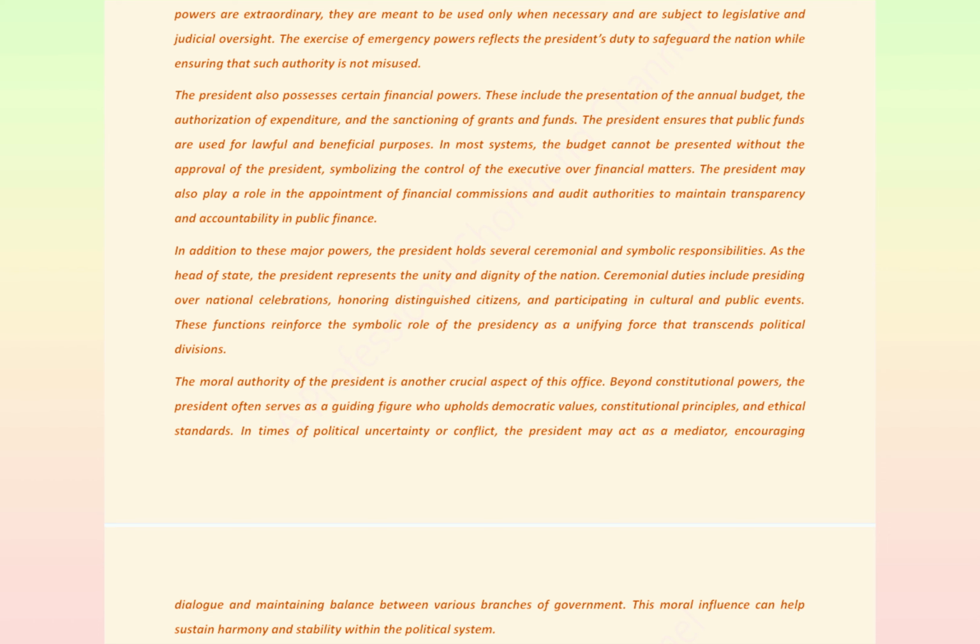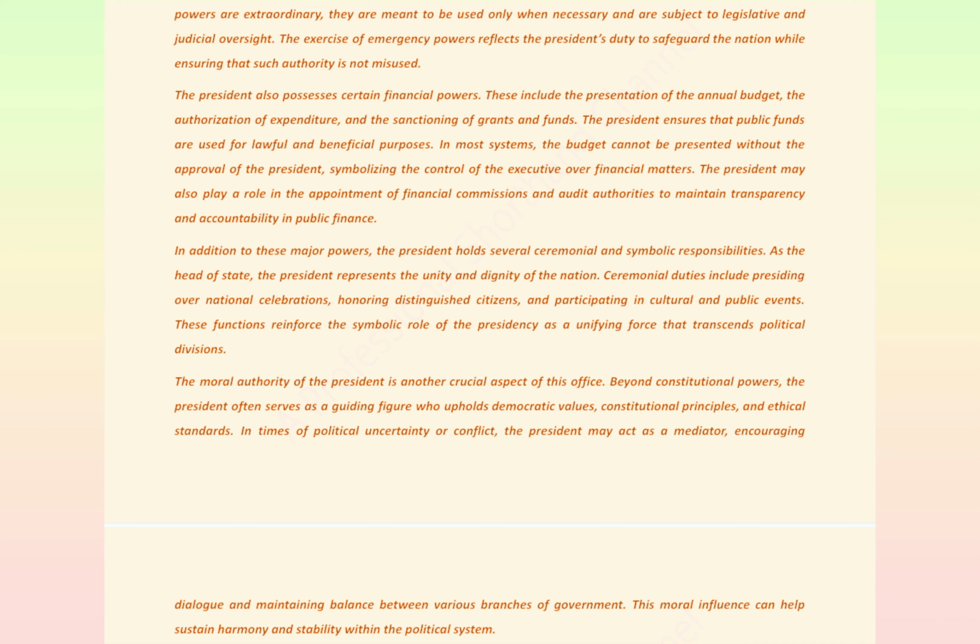The President also possesses certain financial powers. These include the presentation of the annual budget, the authorization of expenditure, and the sanctioning of grants and funds. The President ensures that public funds are used for lawful and beneficial purposes. In most systems, the budget cannot be presented without the approval of the President, symbolizing the control of the executive over financial matters. The President may also play a role in the appointment of financial commissions and audit authorities to maintain transparency and accountability in public finance.